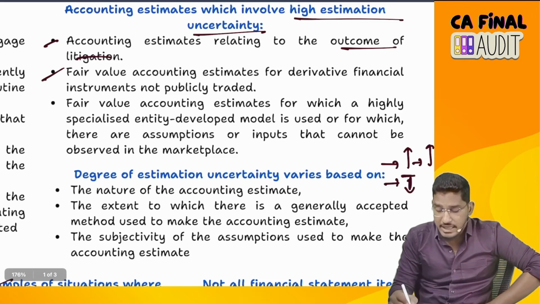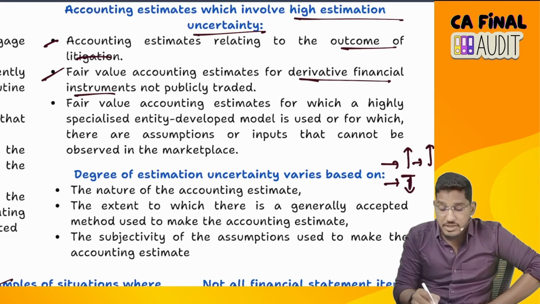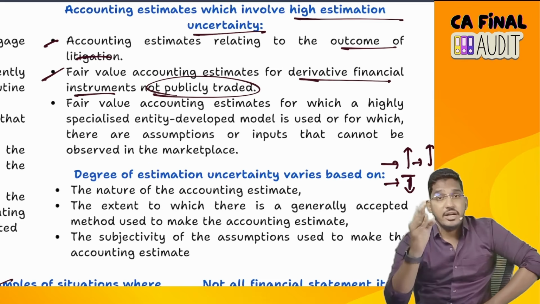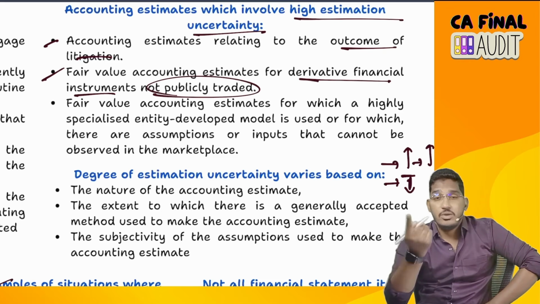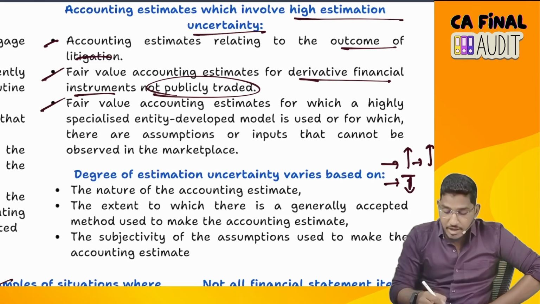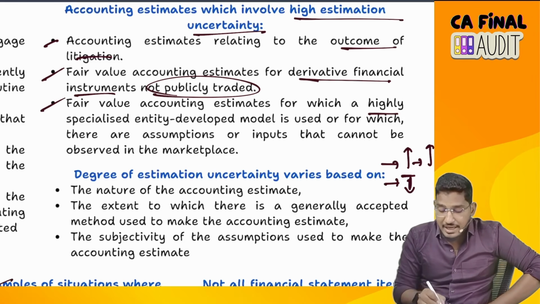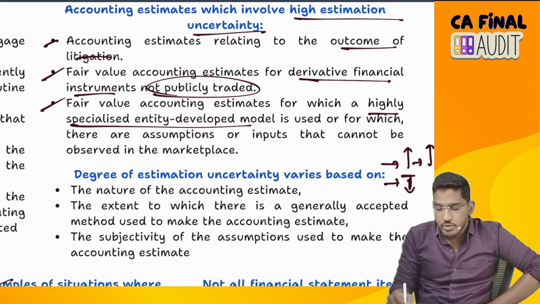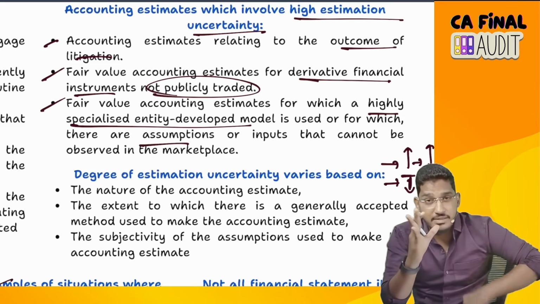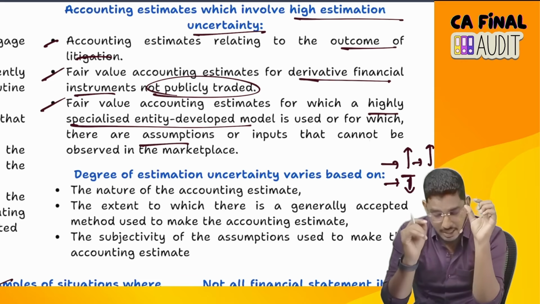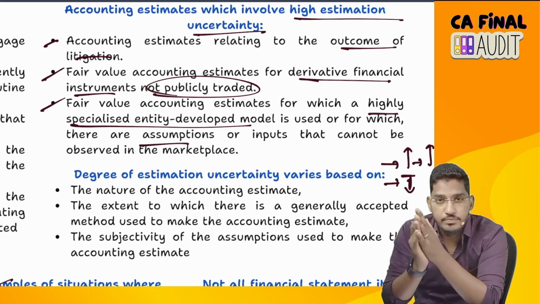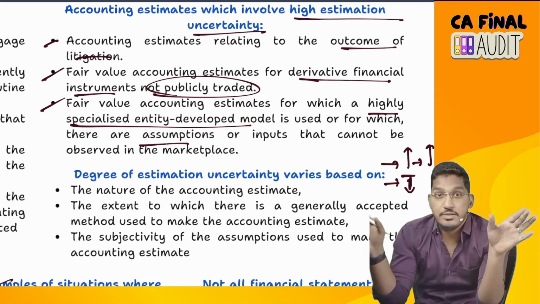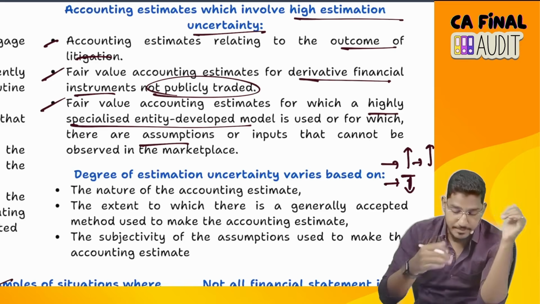Similarly, fair value accounting estimates for derivative financial instruments which are not publicly traded. If you are doing the valuation of investments, that too which are not publicly traded, there also estimation uncertainty is very high. Fair value accounting estimates for which a highly specialized entity-developed model is used, where there are assumptions or inputs that cannot be observed in the marketplace. That means you are doing the fair value calculation completely on an entity model. That model will be applicable only for you. It will not be applicable for anybody else. Then also there is a high estimation uncertainty.